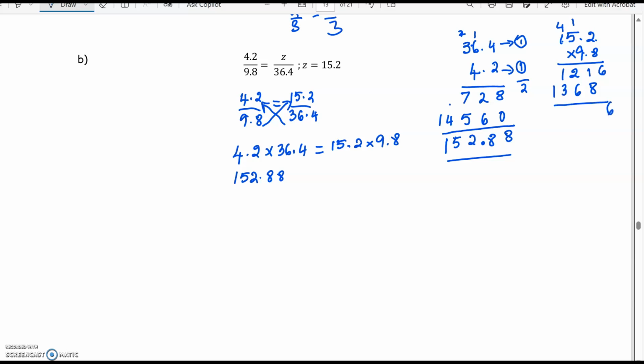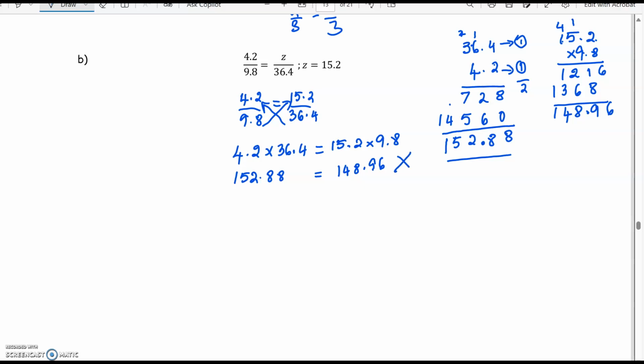And it ends with the 6, which tells me that the two sides are not equal. But let's complete the multiplication. And we have 148.96. So what we have on the left is 152.88, and on the right we have 148.96. Clearly, that's not a true statement.